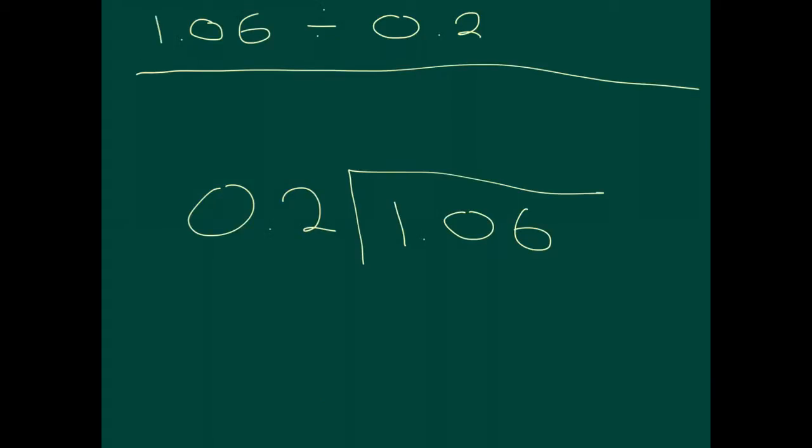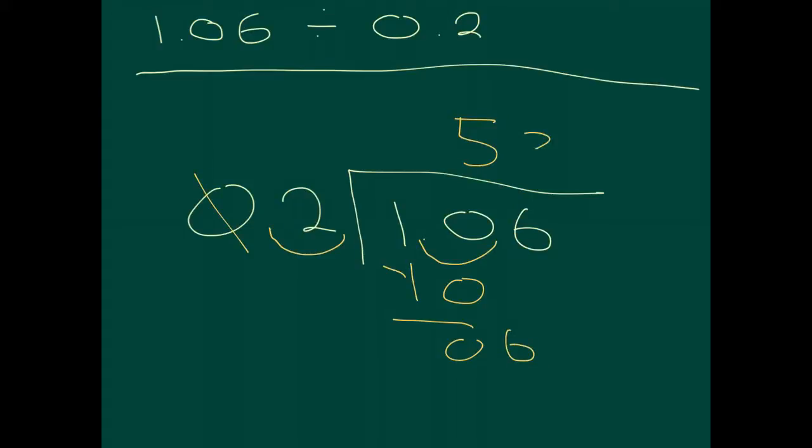Today we are going to be dividing decimals. So first thing, you've got to move your decimal place over. Do the same thing with this one. So then your new problem will be 2 divided by 10.6. So now, 2 goes into 10 5 times, and that equals 10 even. And then you drop your 6. 2 goes into 6 3 times, and so your answer will be 5.3.